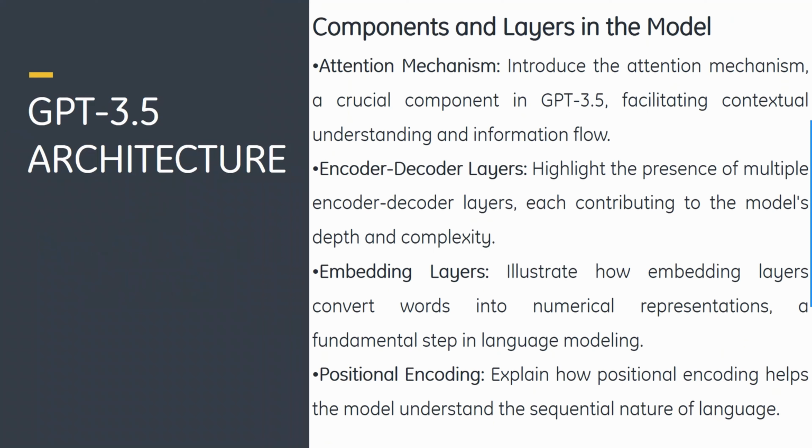Next, we have components and layers in the model. Firstly, we have the attention mechanism. Introduce the attention mechanism, a crucial component in GPT 3.5, facilitating contextual understanding and information flow. Secondly, we have encoder-decoder layers, highlighting the presence of multiple encoder-decoder layers, each contributing to the model's depth and complexity. And then we have embedding layers: illustrate how embedding layers convert words into numerical representations, a fundamental step in language modeling. And then we have positional encoding: explain how positional encoding helps the model understand the sequential nature of language.